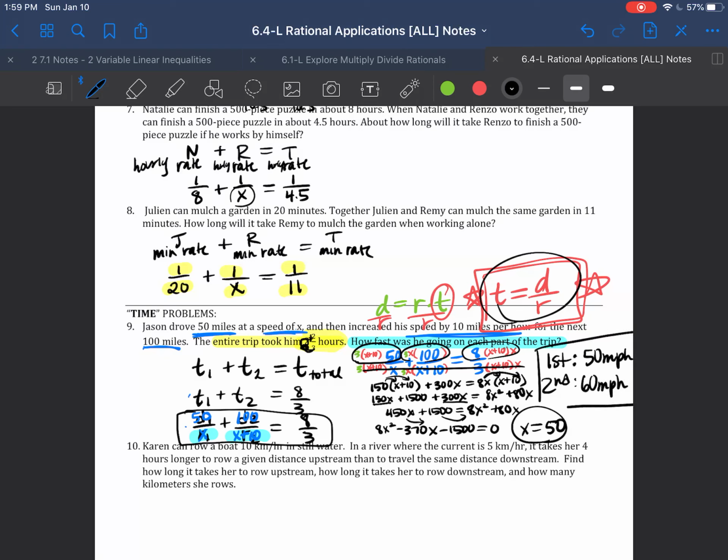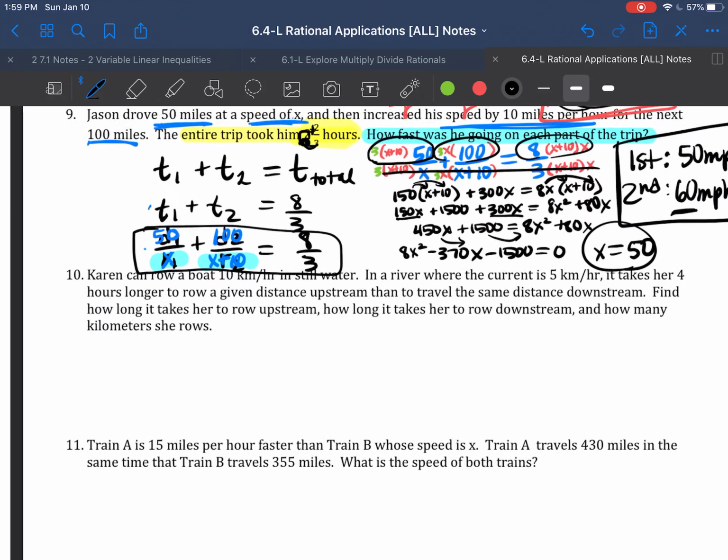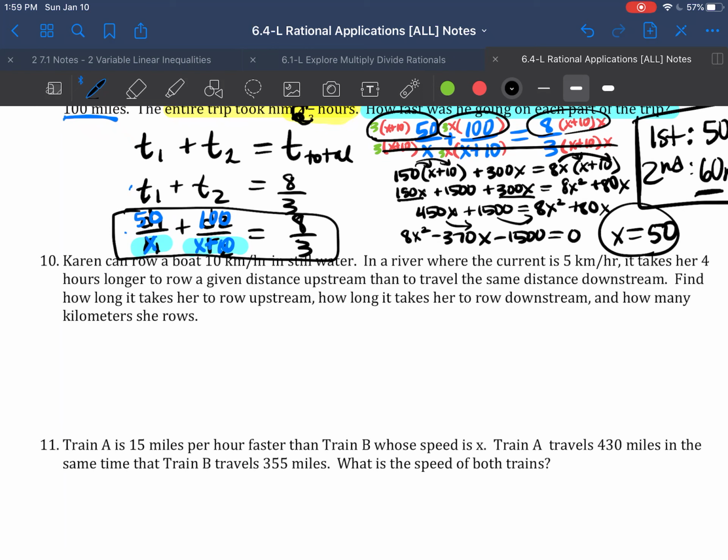And so on a test, if they're only asking for one or the other, make sure you give them the right answer. If they said, how fast was he going for the second part of the trip? You would want to type in 60, not the 50. You'll miss it if you just type in the 50. Okay, so let's set up 10 and 11. Remember, you're always looking for the sentence about the time.